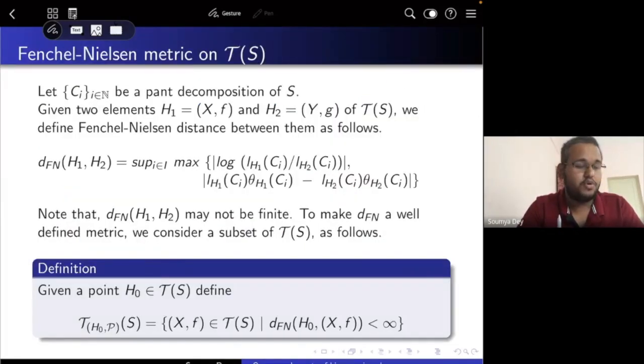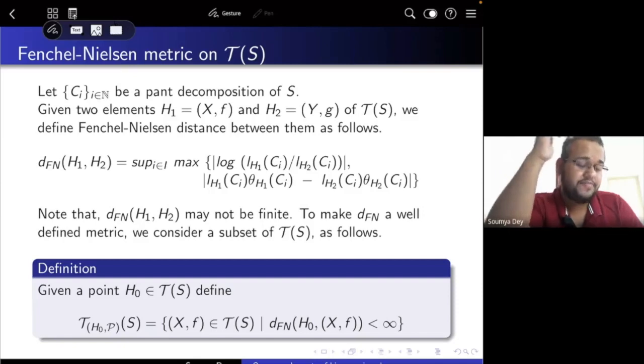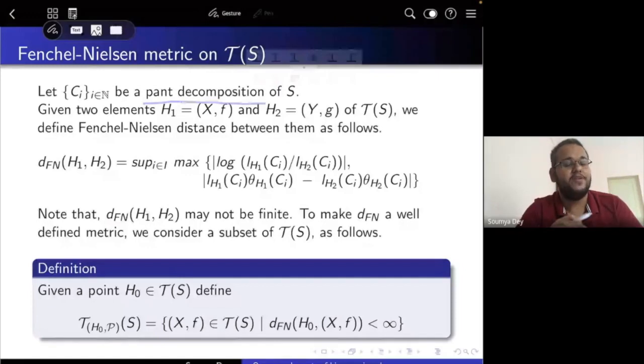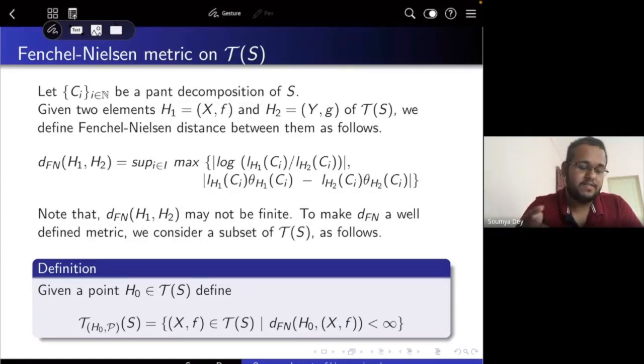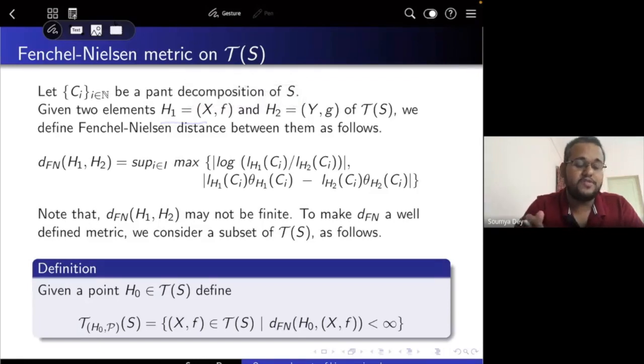we have shown something. So let me define what is a Fenchel-Nielsen metric. This will be needed to say what we have done. For any surface, or infinite type surface S, if you have some pants decomposition, like we have defined what a pants curve is while defining hyperbolic structures, let's say Ci, given two elements in your Teichmüller space, say H1, which I'm calling (x, f), and H2, which is (y, g), we can define a distance between two such points on your Teichmüller space.